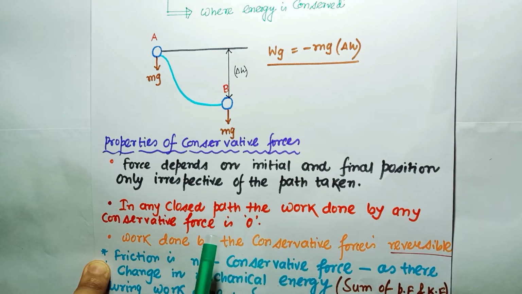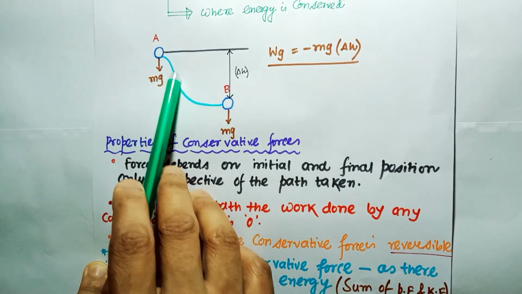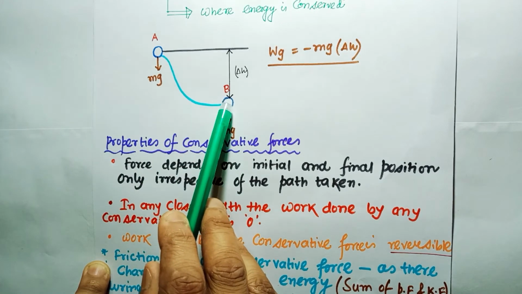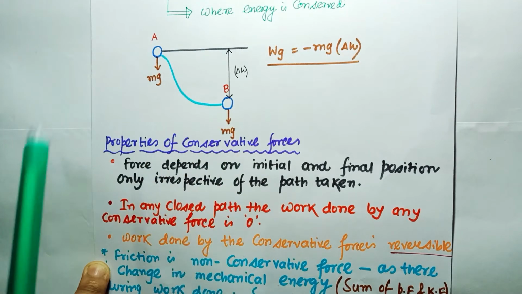And which will be the next one? Work done by the conservative force is reversible. It means, suppose in this direction, this is the work done by the gravity. So if I take the ball from B to A, this will be work done against gravity.